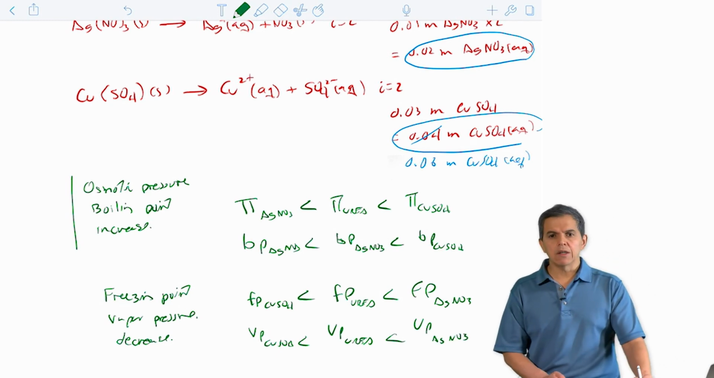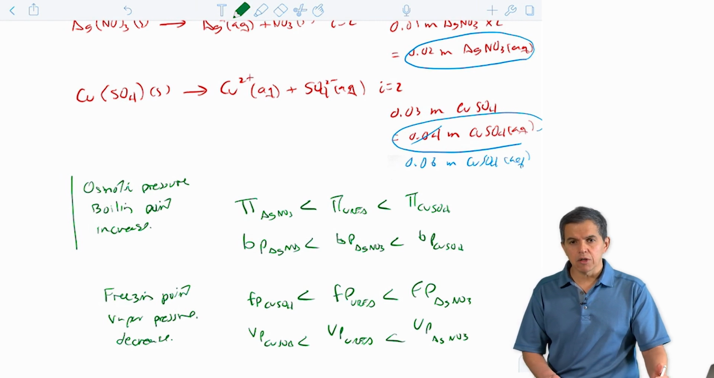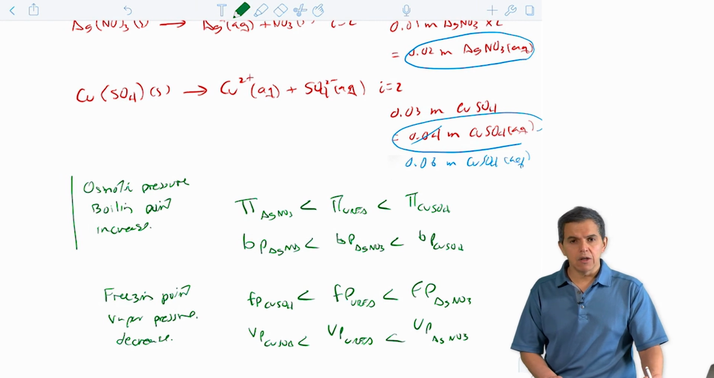And this concludes the qualitative assessment of the changes that we have in three different solutions. It doesn't really matter if they are ions or molecules that do not dissociate. The colligative properties will indicate that there is a change in these properties as a result of the presence of a solute, regardless of the nature of the solute.